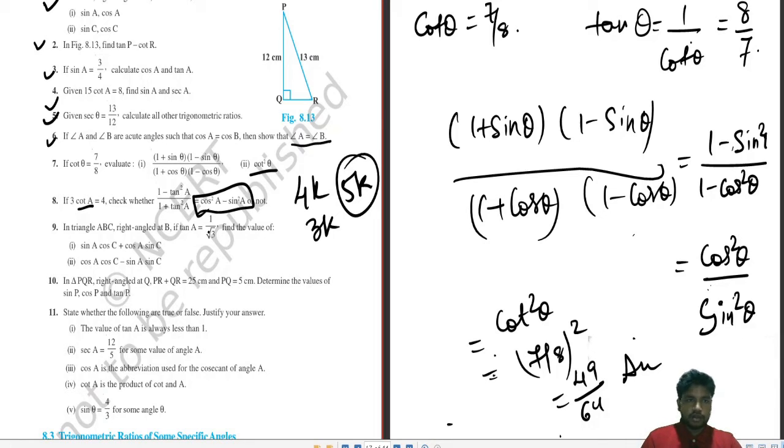Moving on further, right angle at B, tan A equals 1 by root 3. Find the value of sin A cos C. So tan A is 1 by root 3. Chalo, let's solve one of the sums.